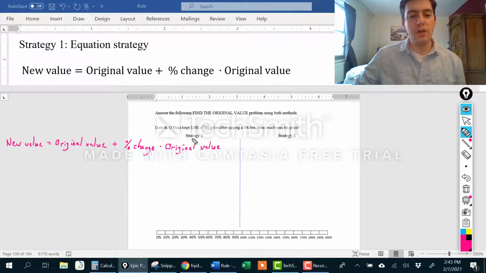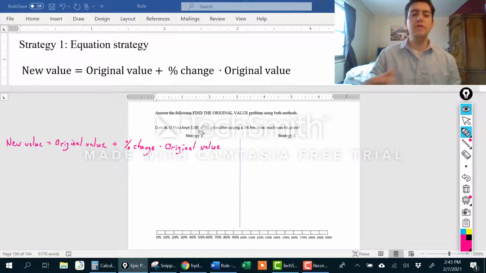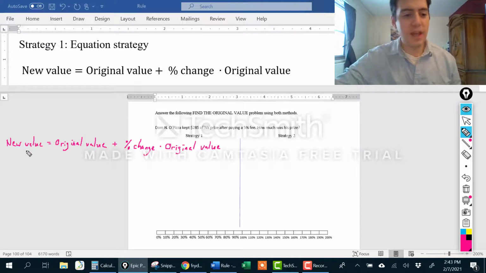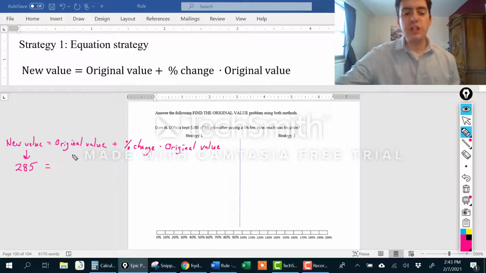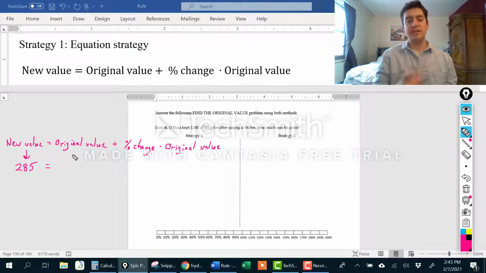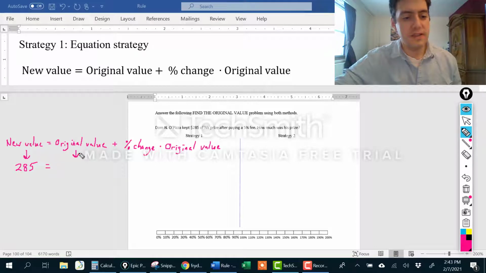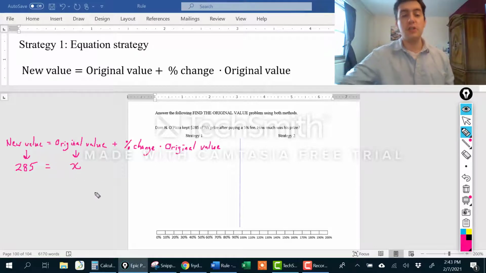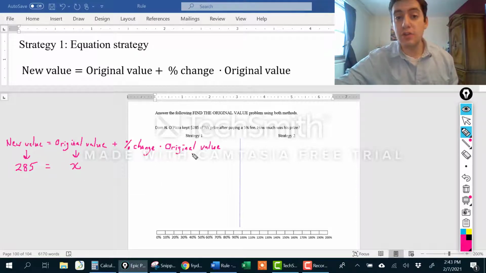So let's plug in what we know here. We know the new value. The new value meaning, in this case, how much money Dom had after he paid the fee. And that is $285. So let's put that here. The original value, the original amount of money that Dom won before he had to pay that fee, we don't know that. So we're going to put an X down here where it says original value. And since original value is also over here, we also need to put an X over there.